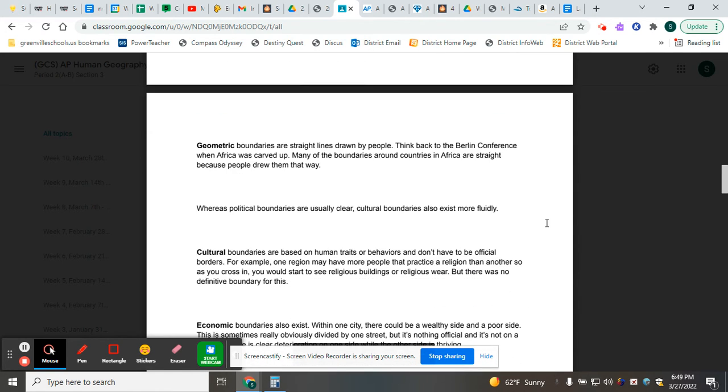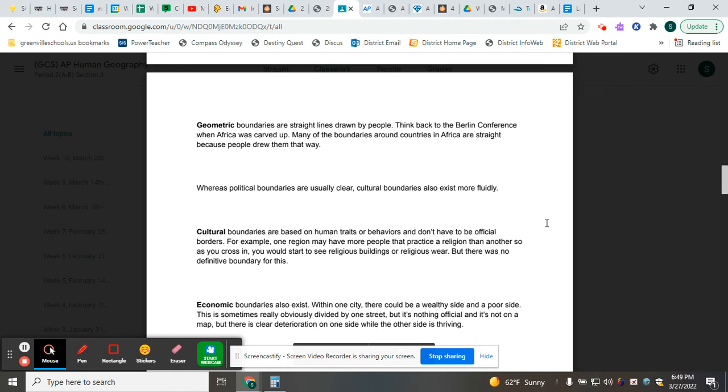Okay? Geometric boundaries, these are the straight lines that are drawn by people. Okay? Again, think back to the Berlin Conference when Africa was carved up. Many of the boundaries around countries in Africa are straight because people drew them that way. Okay? They're not defined by anything physical. People just took out a map and said, here's a great place for a boundary line.